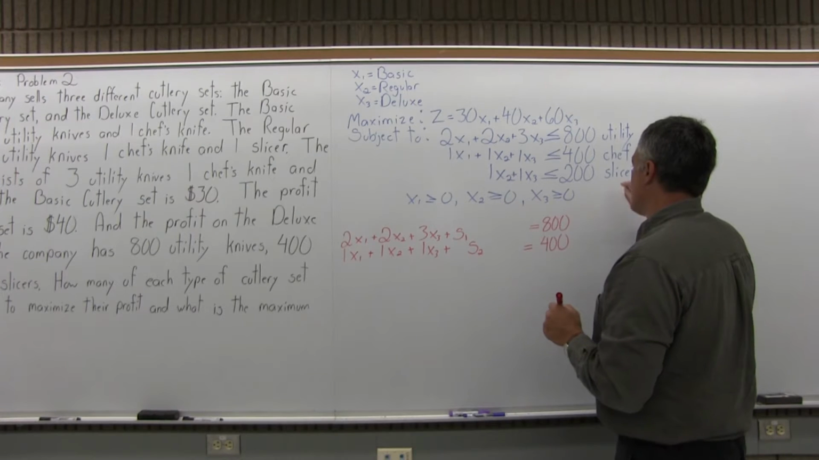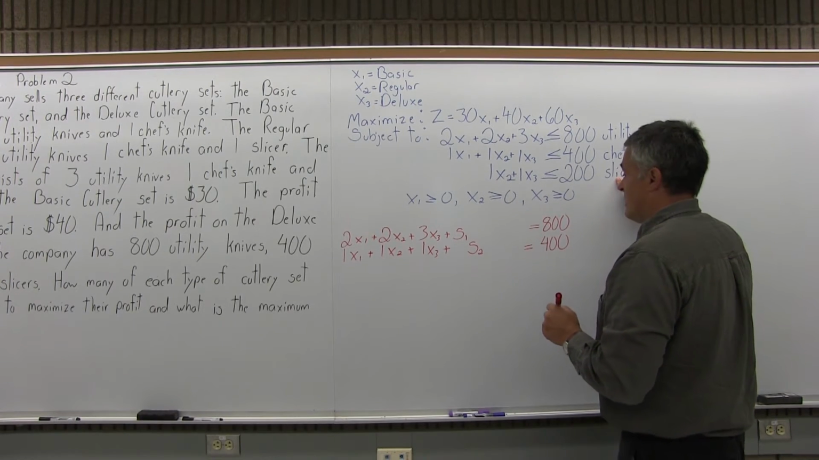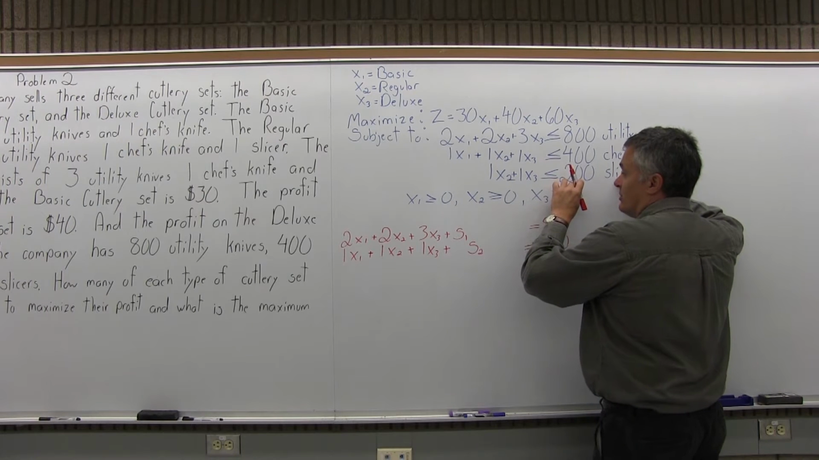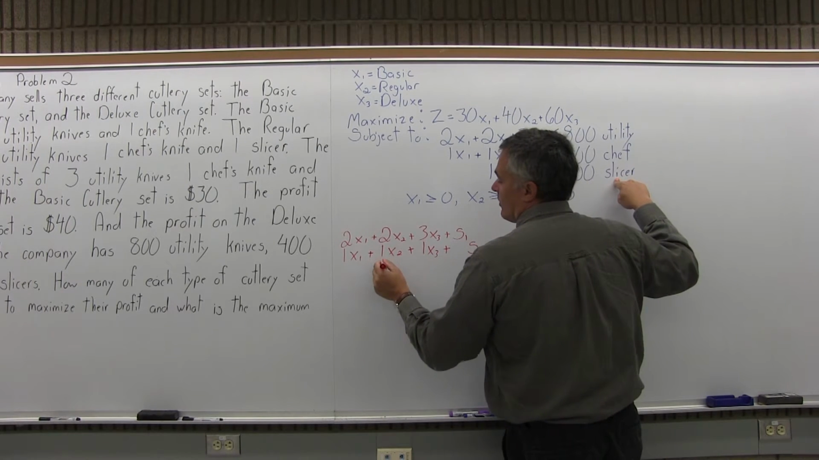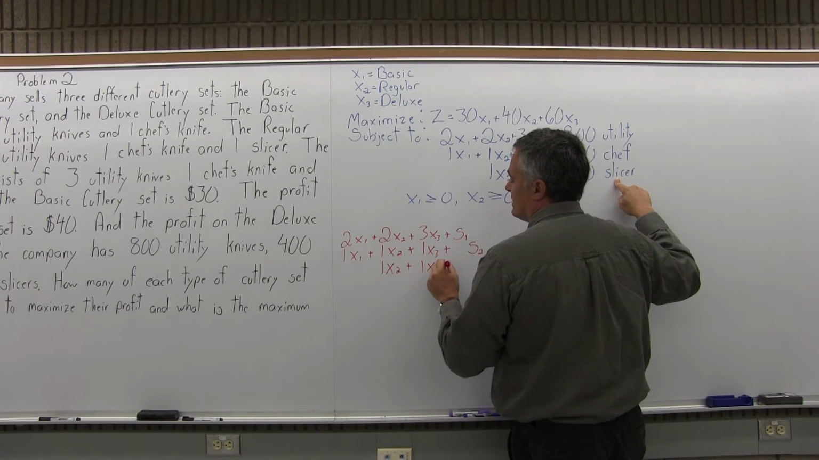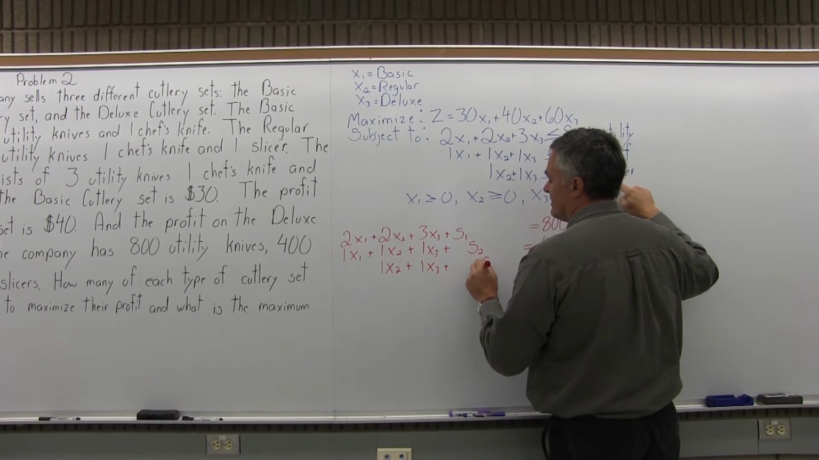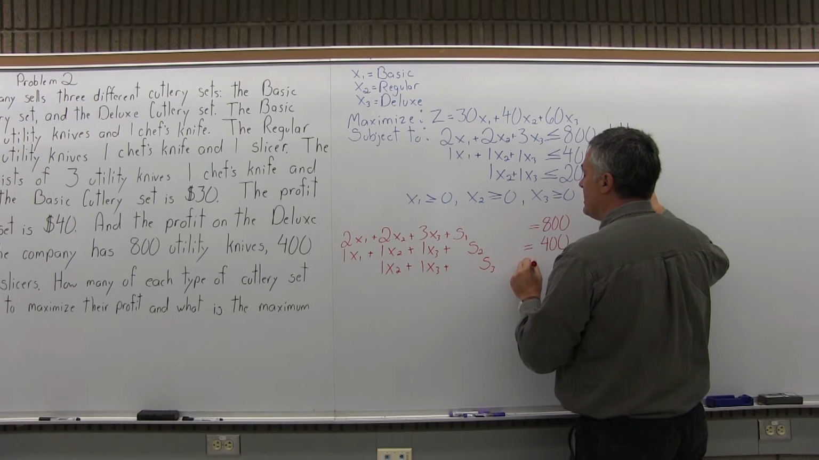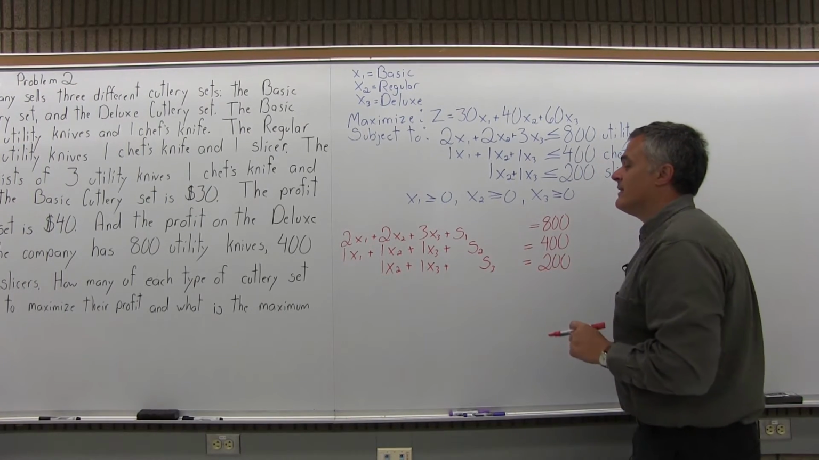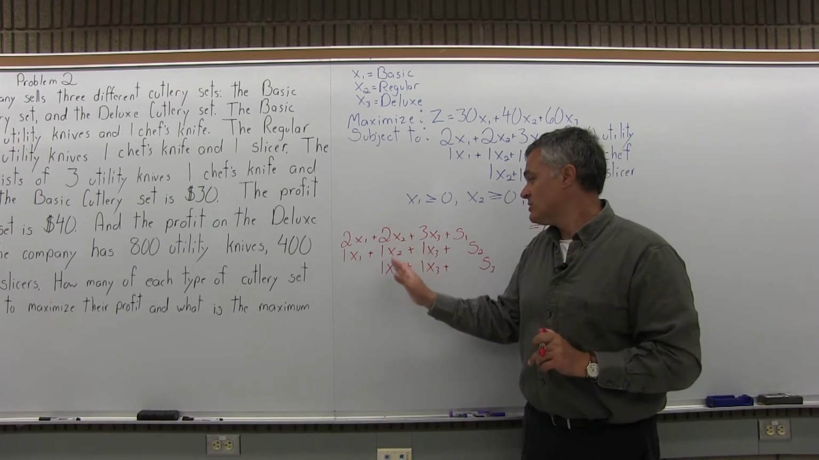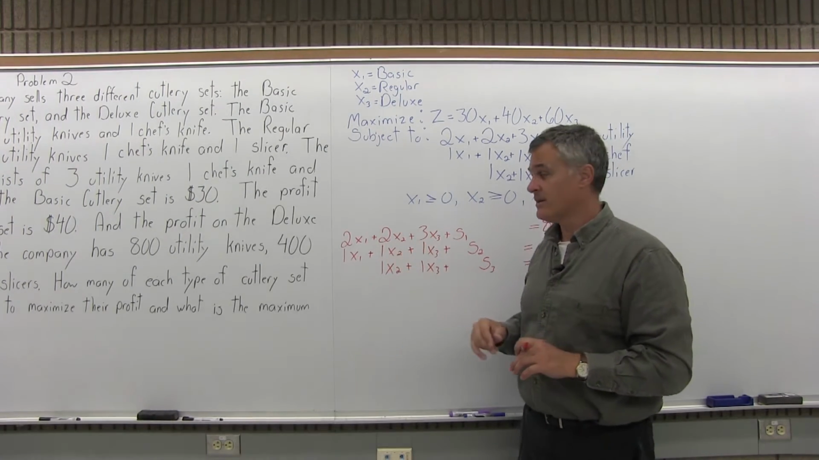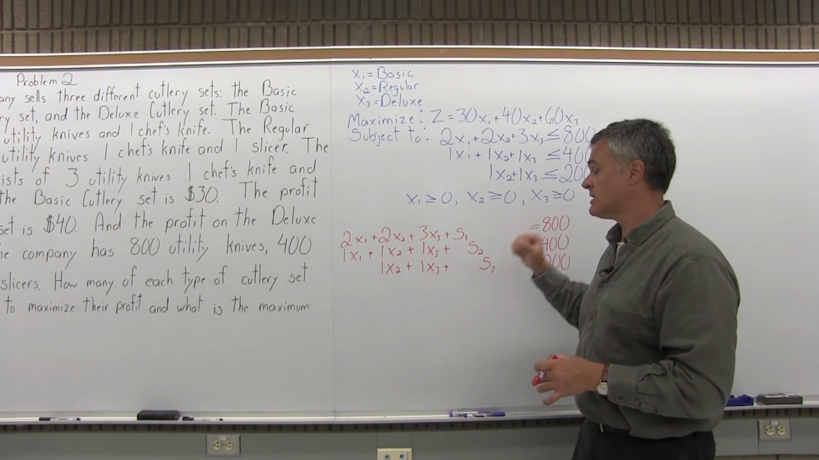And the last constraint about the slicers right now is 1x2 plus 1x3 is less than or equal to 200. I'm going to write 1x2 plus 1x3 plus S3, yet a different slack, is now equal to 200. And I make sure the x2s line up and the x3s line up as I write my equations one over the other, because eventually those are going to represent rows in a matrix.